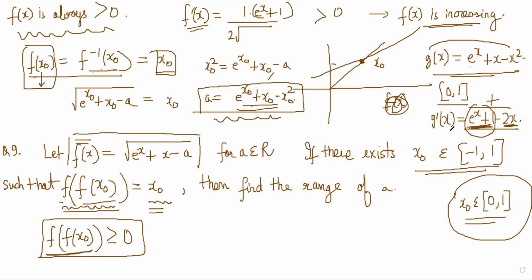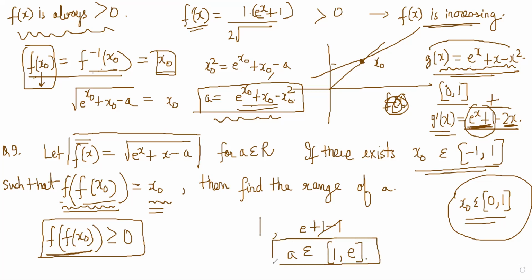So we know that g dash x is positive always in this interval at least, and therefore g of x is increasing, and therefore the range of g of x can be found by the endpoints 0 and 1. When you put 0, you get 1 plus 0 minus 0, so 1. And when you put 1, you get e plus 1 minus 1, which is e. So the range of a belongs to 1 to e.